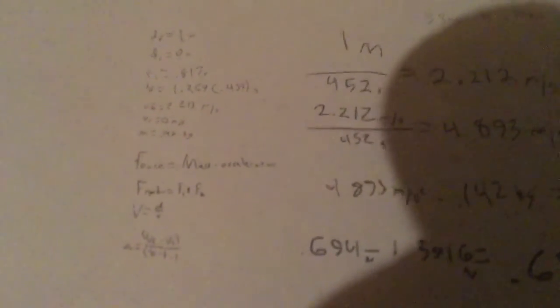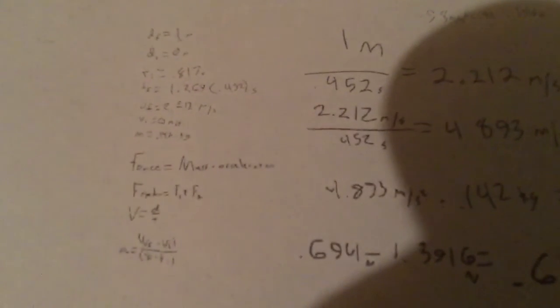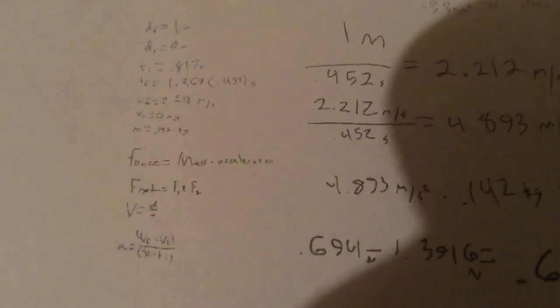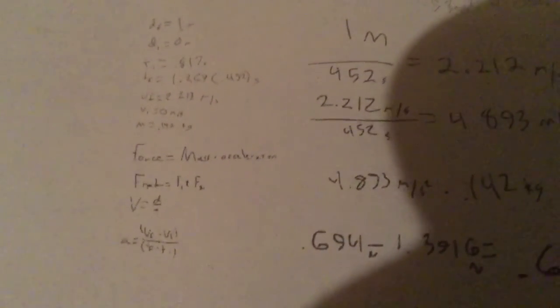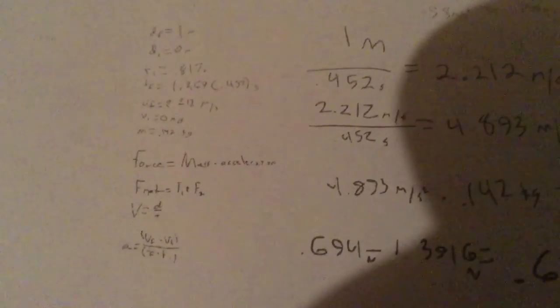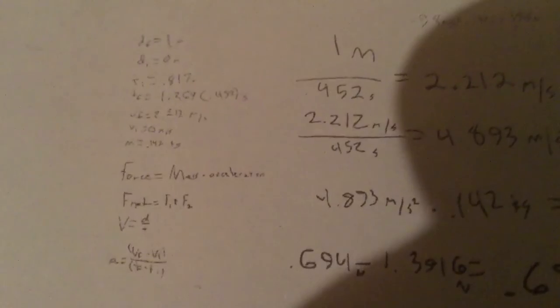And these are the different equations I used. I used force equals mass times acceleration. Net force equals force 1 plus force 2. Velocity equals distance over time. Acceleration equals velocity final minus velocity initial divided by t final minus t initial.